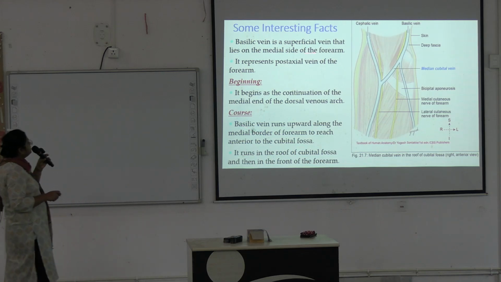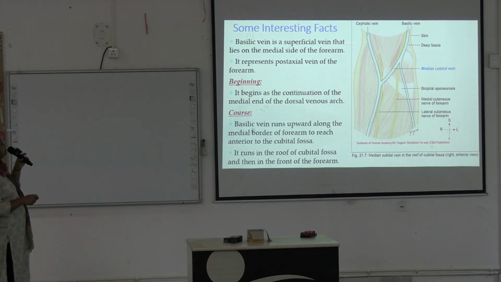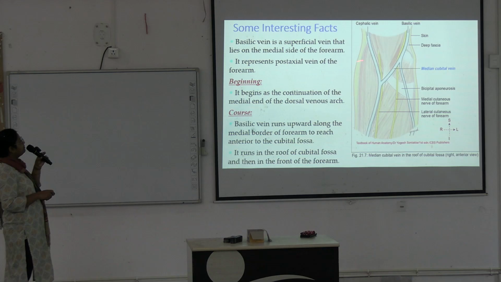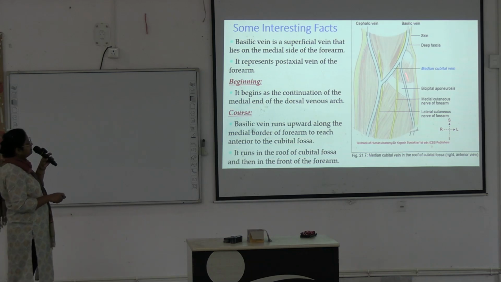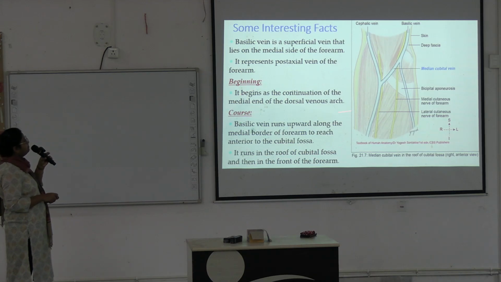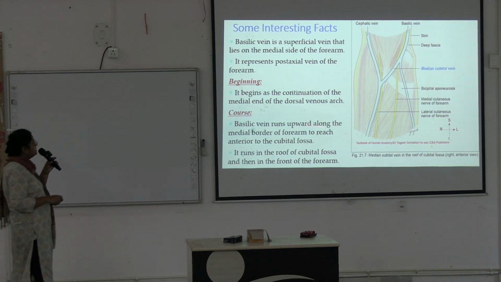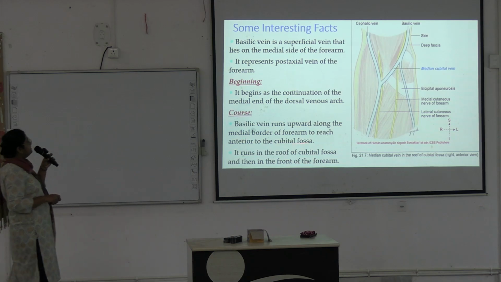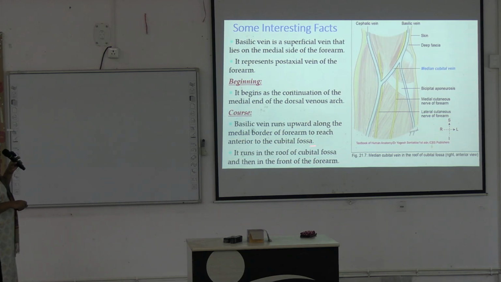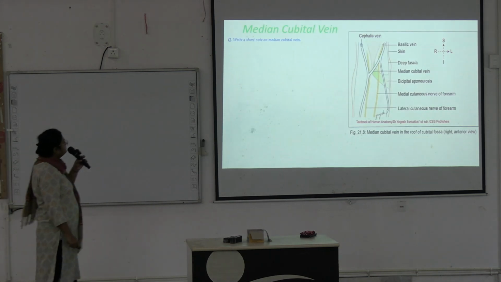So the basilic vein is a superficial vein that lies on the medial side of the forearm. Here it is lying on the medial side of the forearm, and represents the post-axial vein of the forearm. It begins as the continuation of the medial end of the dorsal venous arch, and it runs upward along the medial border of the forearm to reach anterior to the cubital fossa, runs in the roof of the cubital fossa, and then in front of the forearm.